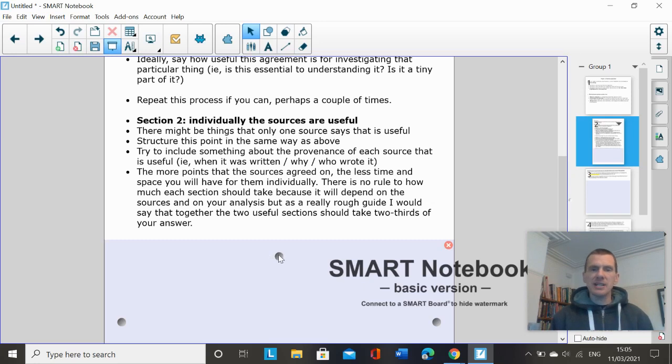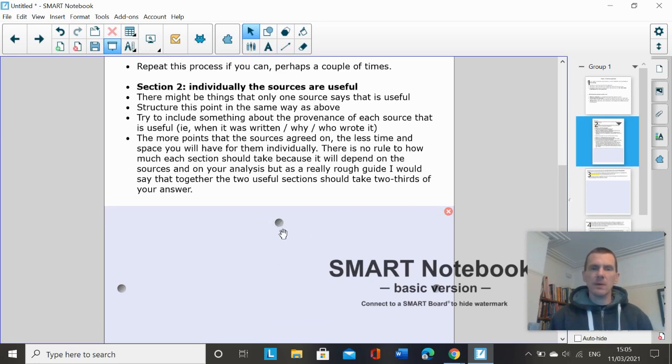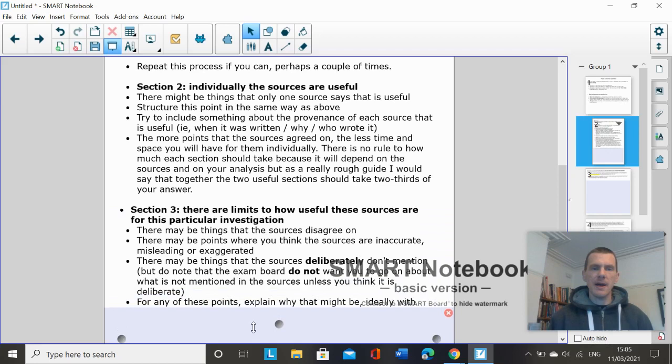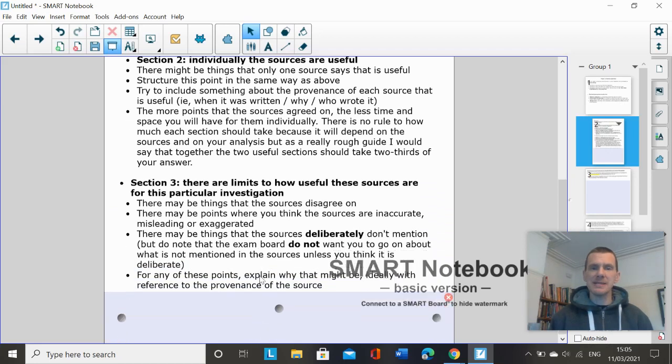There is a third section, and that is here. You might talk a little bit about limits to how useful the sources are.